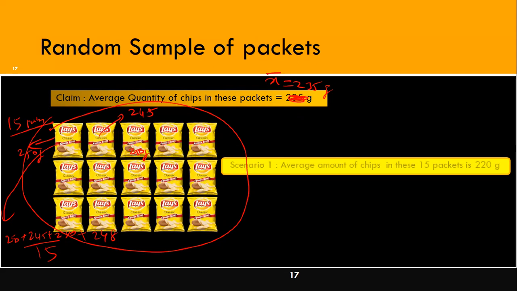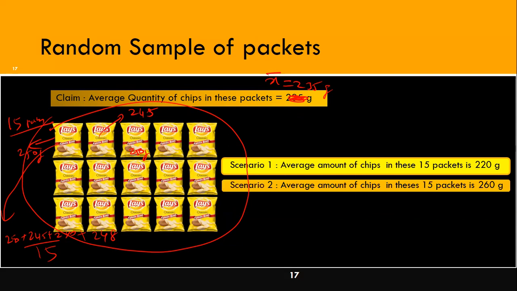There are two scenarios here. In scenario one, the average amount of chips in these 15 packets is, let's assume, 220 gram. Are you okay with that? There is another scenario where the average amount of snack in these 15 packets is 260 gram.